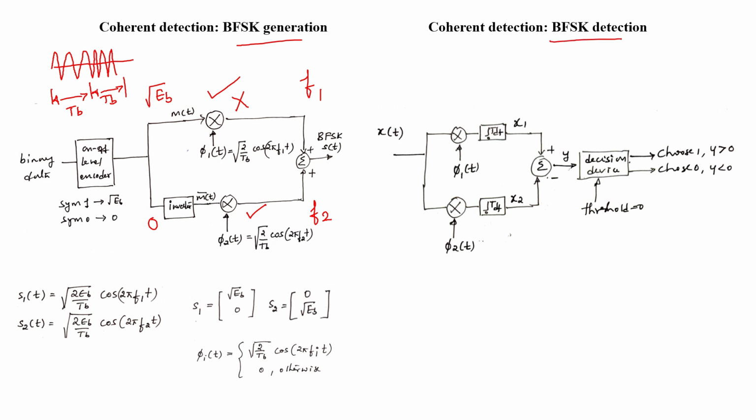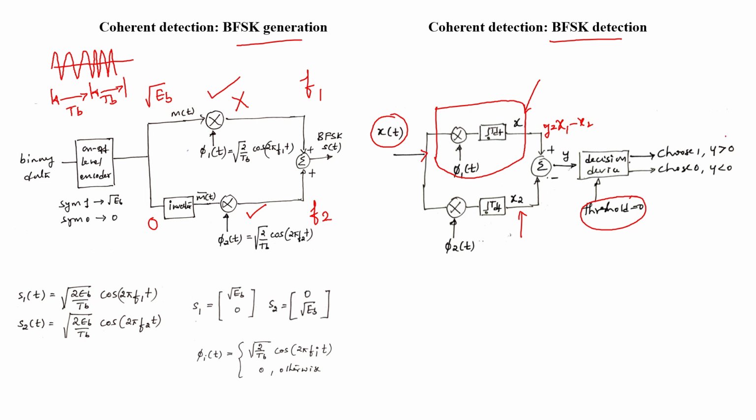Coherent detection of BFSK technique. Here the incoming signal x of t, which is nothing but the corrupted signal, is passed through the correlation receiver, which produces two vector values x1 and x2 as shown. These are applied to the decision device as y, which is x1 minus x2. Now this y is applied to the decision device with threshold 0.